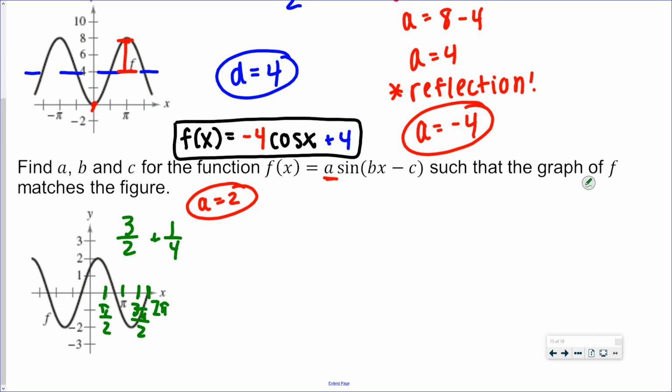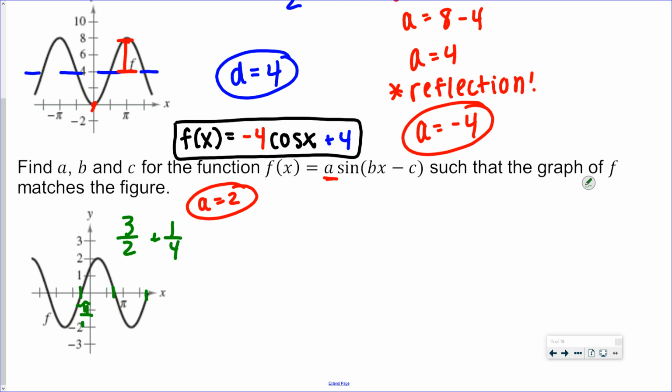Wait, how am I supposed to know that's a half? It doesn't really mark it. How do you know it's not a fourth of a fourth? Well, that doesn't make sense, because you can't see the next dash mark. A fourth of a fourth would be like an eighth. That'd be like right here. Yeah, it's not marked. We're just assuming it's half.